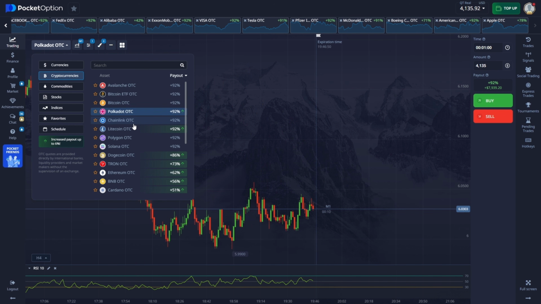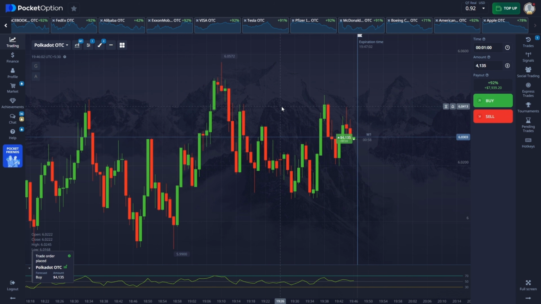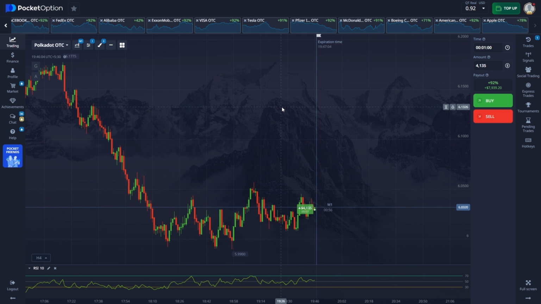We have a trade for the upside move. I am waiting for the candle to close at the RSI level 50. Okay, the candle closed as a red candle at the RSI level 50, so I placed the trade for the upside move on Polka OTC worth $4,135.